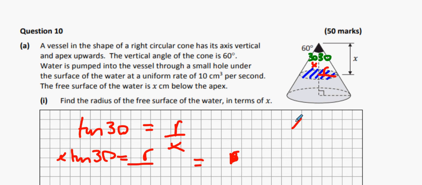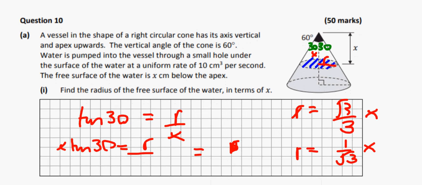Some people will get r equals root 3 over 3 x. Other people will get r equals 1 over root 3 x. Both answers are correct. I prefer to use the bottom one because it has a number 1 in it, and I think that makes me faster. Okay? Nextly, everybody on board so far?